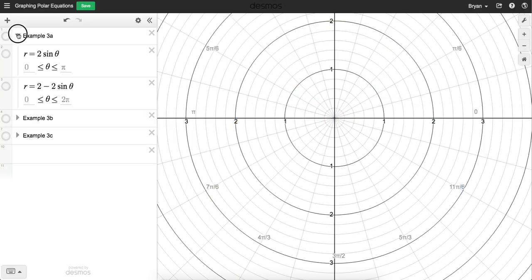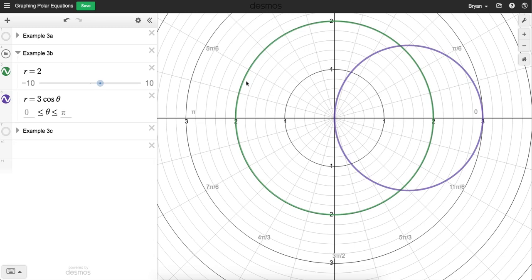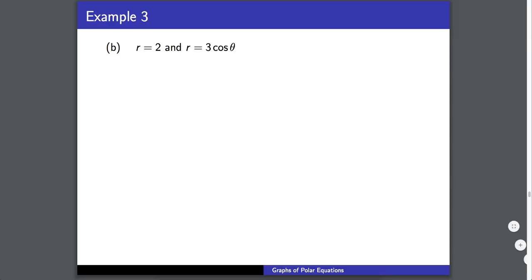So let's take a look at the graph of part B. So in green, we have r equals 2. And in purple, we have r equals 3 cosine theta. Well, first thing to note is they do not intersect at the pole. So they only have two intersection points, one being right here and the other being right here. And notice they're in between exact values here, so we're probably going to have to use some approximations at first or use some inverse trig functions to label it.